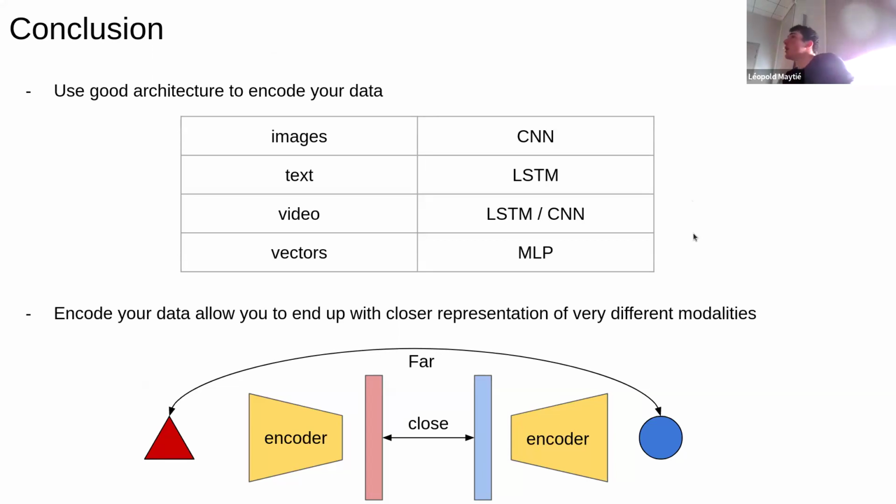So, as a conclusion for this part before passing to practical work, you have different specialized architectures for each one of your modalities. So CNN for images, LSTM and RNN for text. For video, you have LSTM and CNN both together. For vectors, you have MLPs that are used.